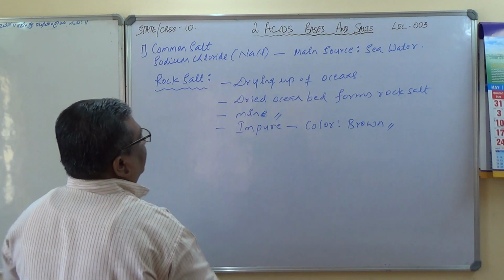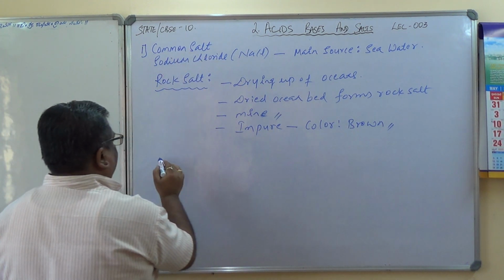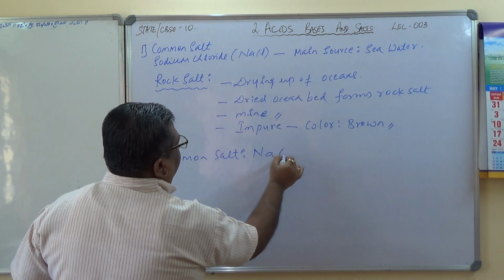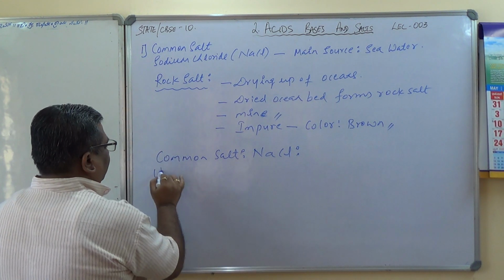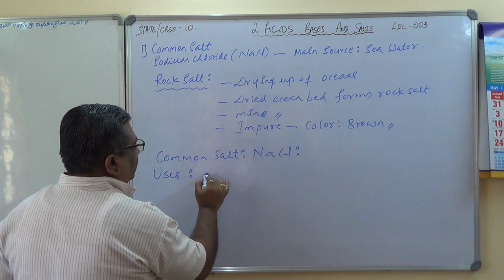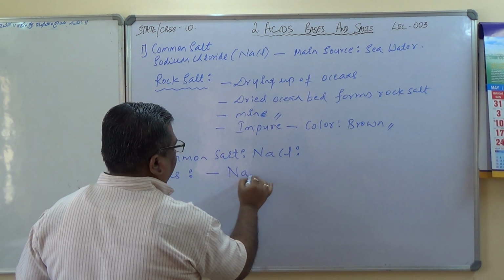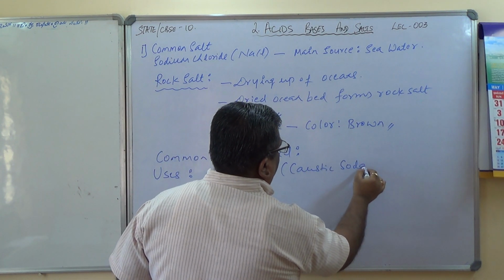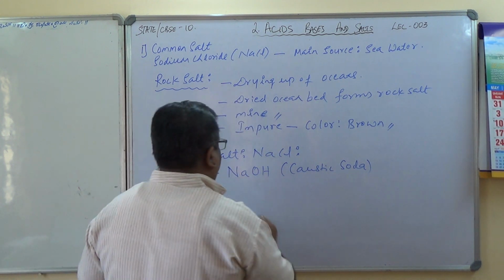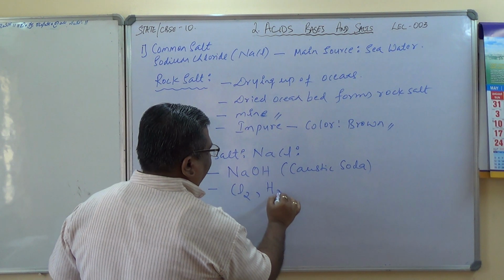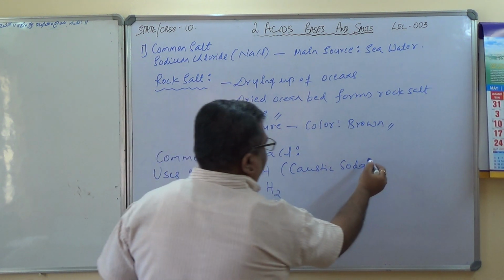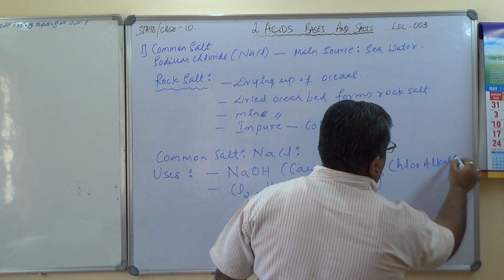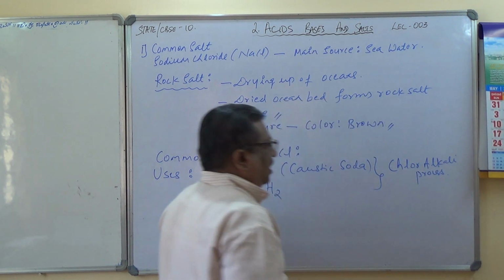Now next is a very important thing. What are the applications of common salt? Common salt, sodium chloride, is used in many applications. What are the uses here? It is used in preparation of sodium hydroxide, which is also called caustic soda. It is used in the manufacture of chlorine gas and hydrogen gas, and obtaining all these three products is by means of the chlor-alkali process, which we'll study now.